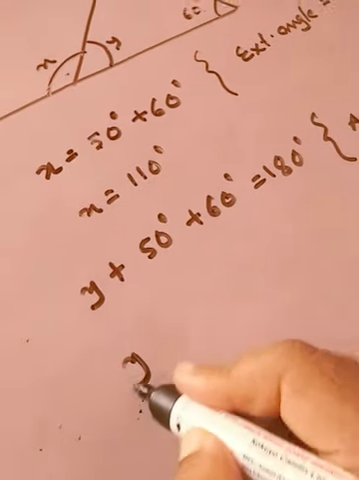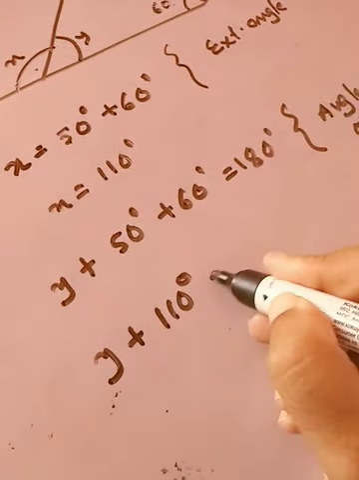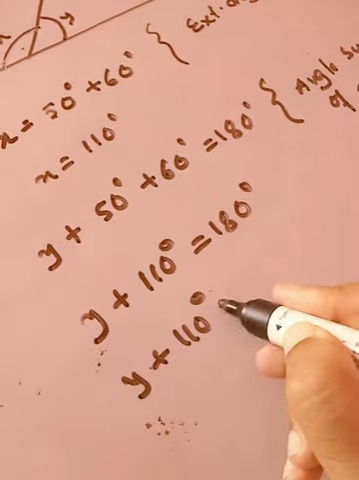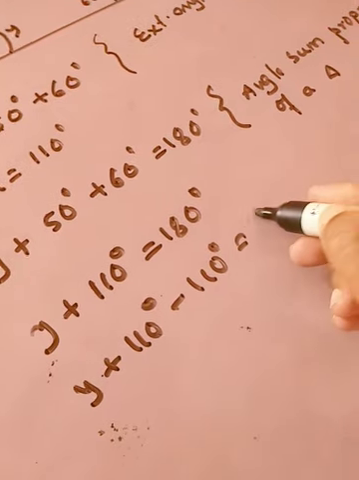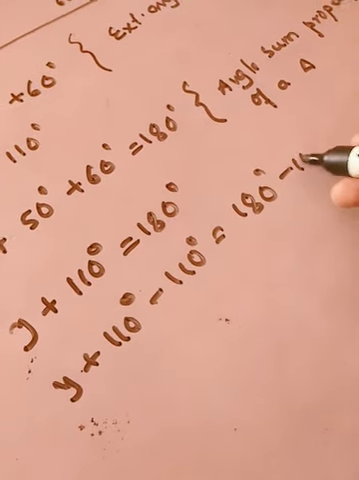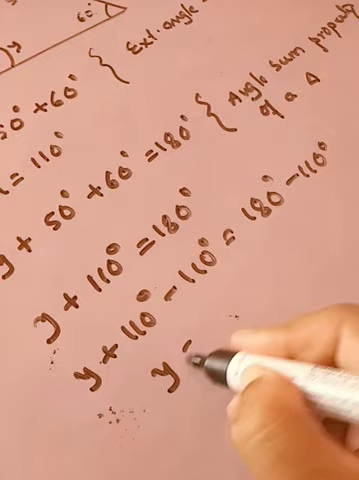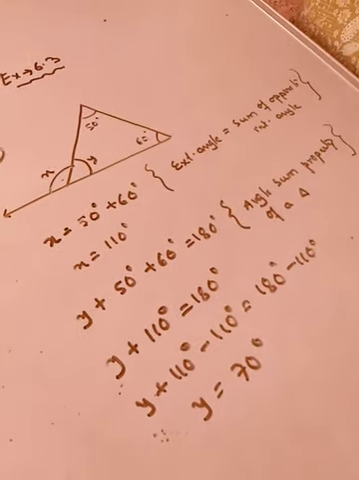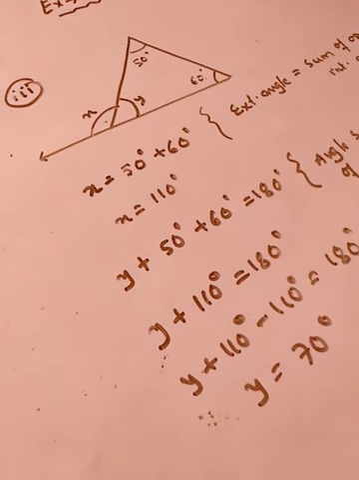Okay, now let's solve this. This will be 110 equals to 180 degree. Now we have to cancel this. For that we have to subtract 110, and the same thing we have to do on the right hand side. So y is equals to 70 degree. So this is your solution of sum number 3. Okay, so let's move on to sum number 4.